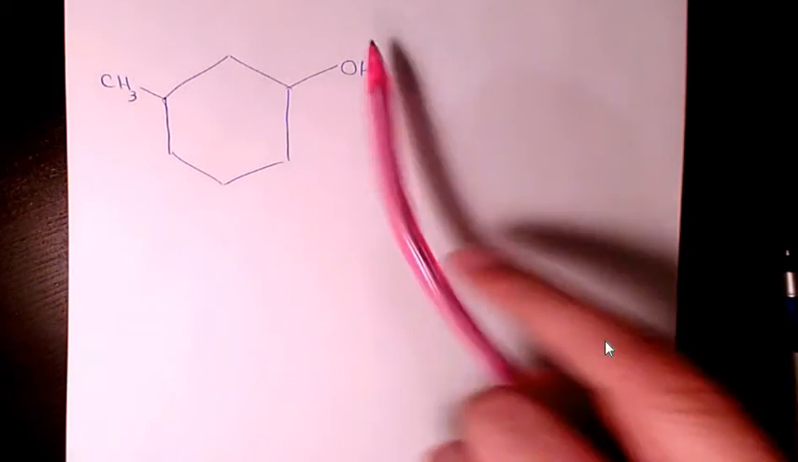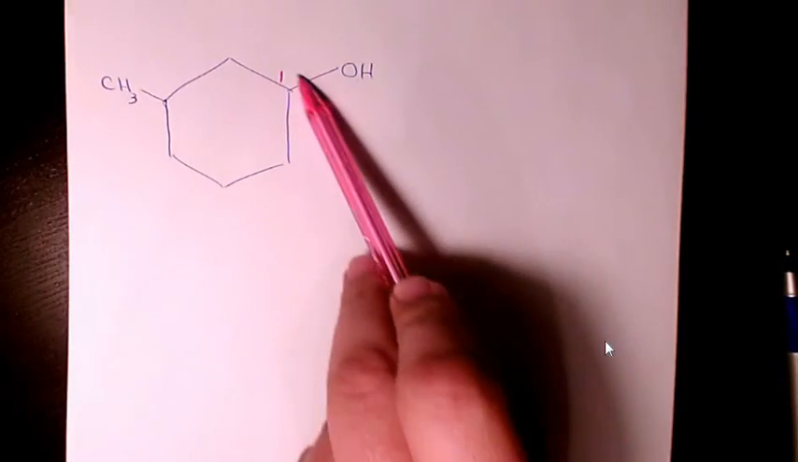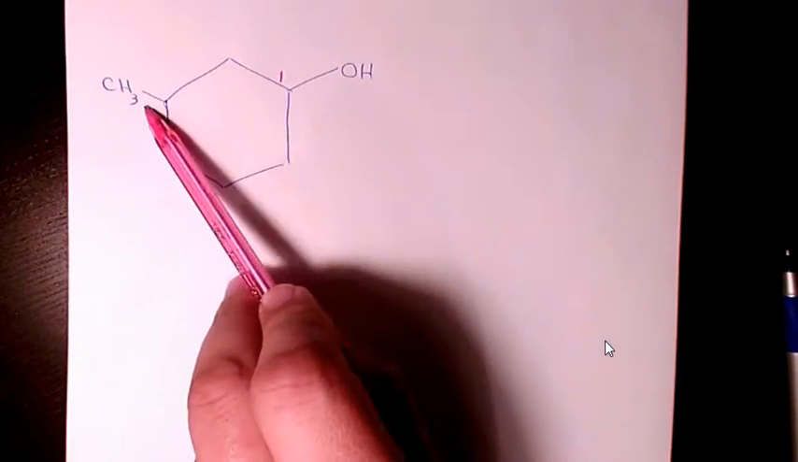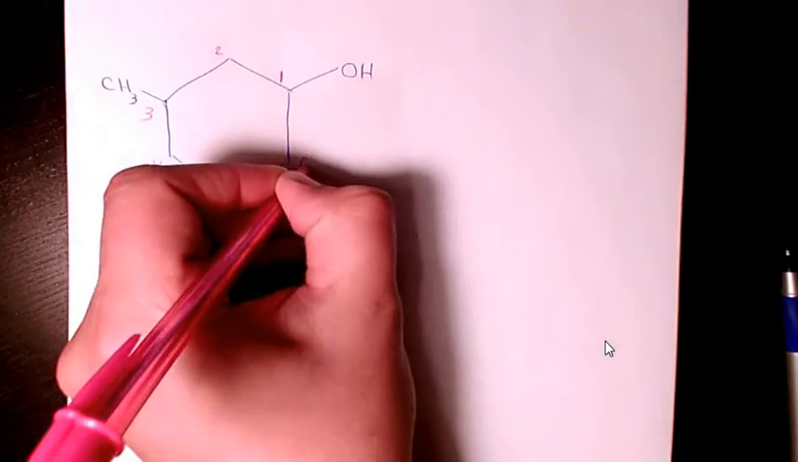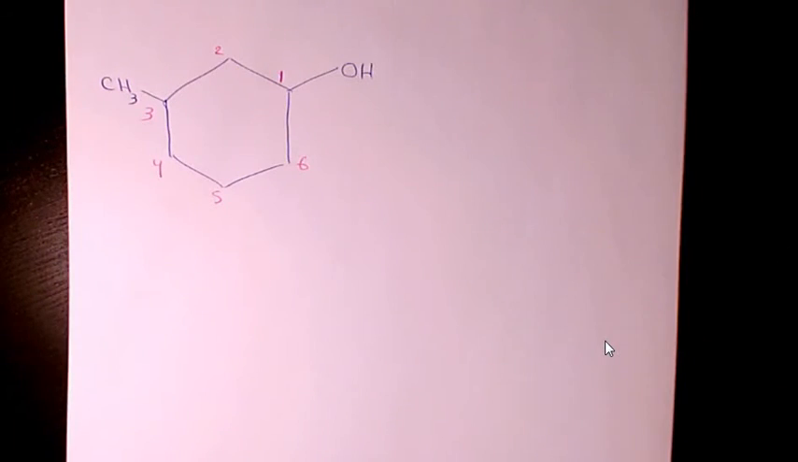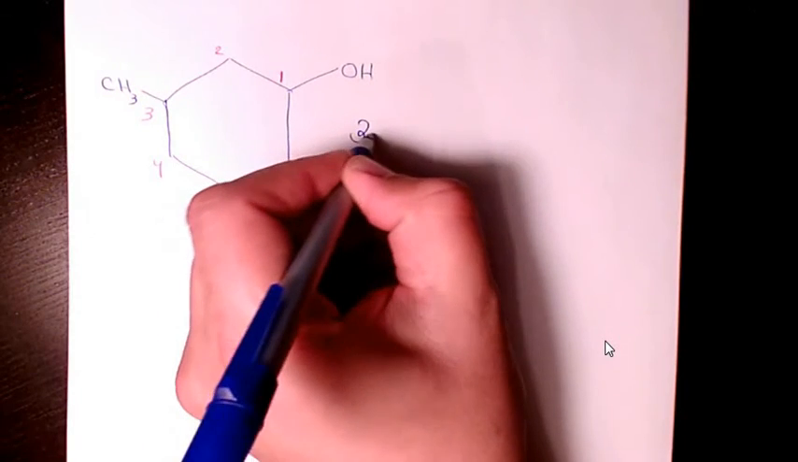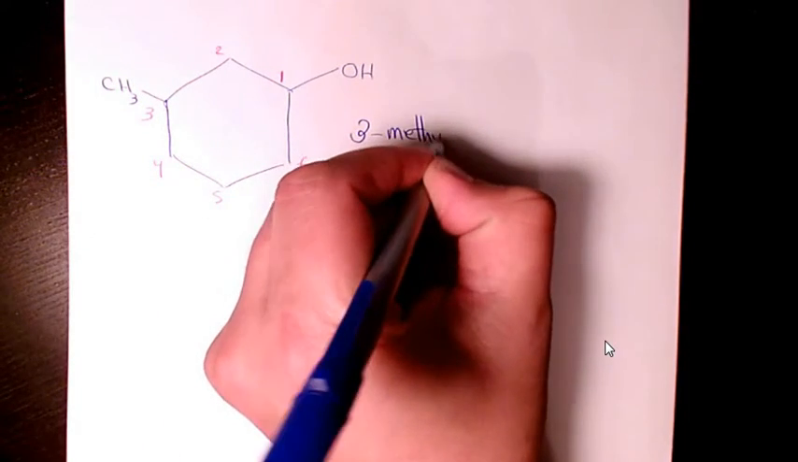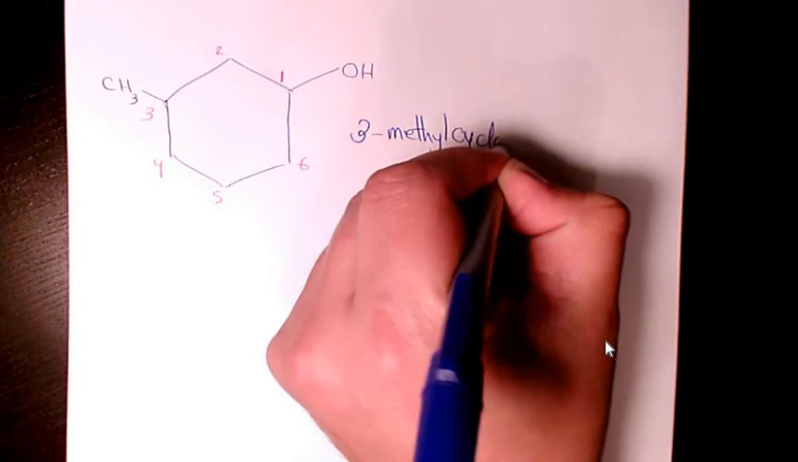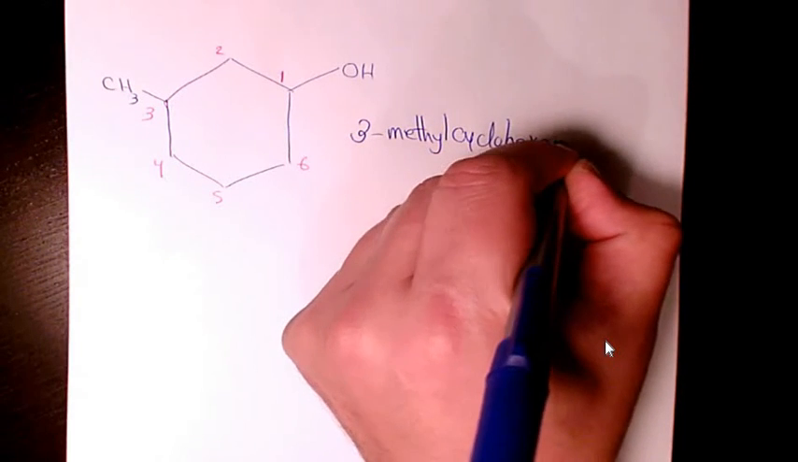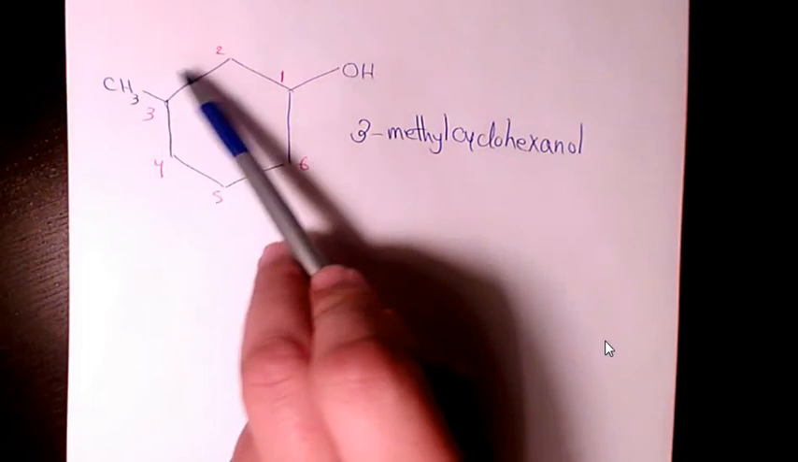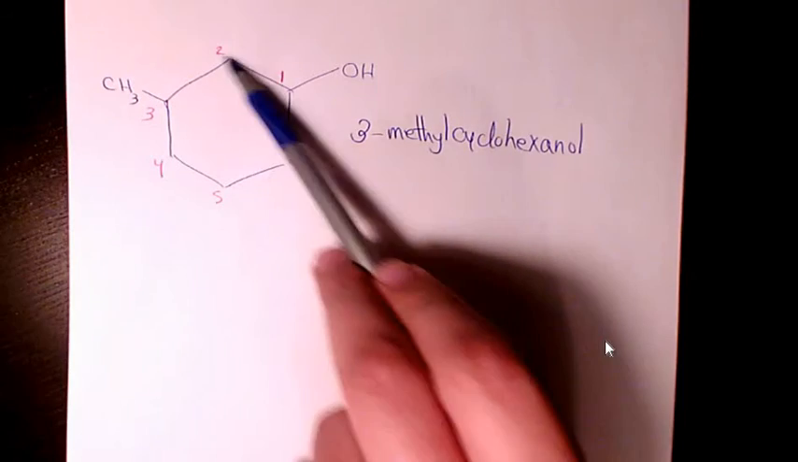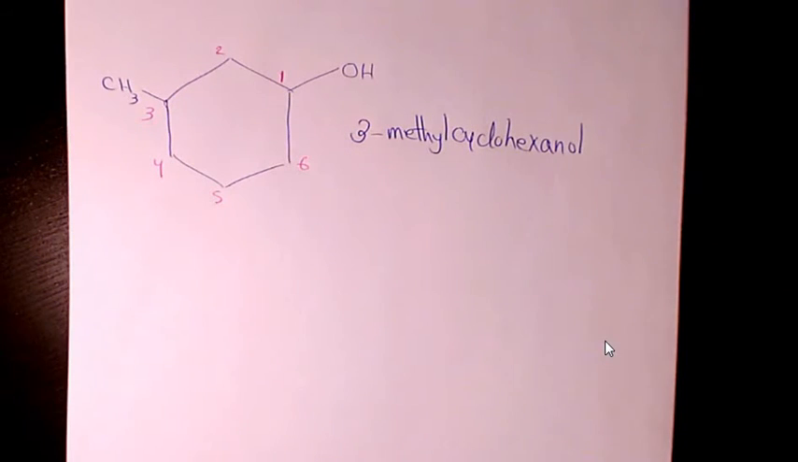So we always need to start with the alcohol. So this carbon is carbon number 1. We need to go that way because that's closer to the methyl. So 2, 3, 4, 5, 6. So the name of this product is going to be 3-methylcyclohexanol. That's going to be the name of this organic compound. 3-methylcyclohexanol, because that's an alcohol.